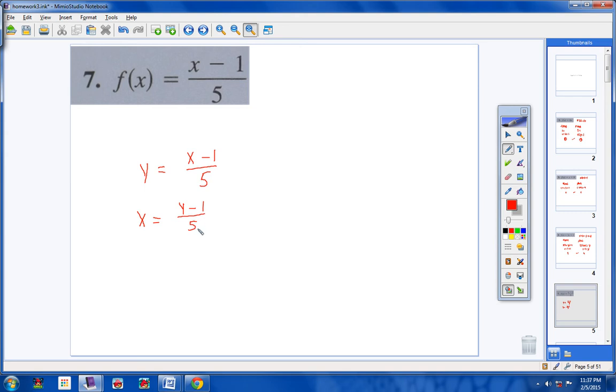The reason I chose 5 is because 5 is my denominator in my fraction. So 5 times x is 5x. And if you multiply this fraction by 5, your 5's would cancel, leaving you with y minus 1. Now simply bring the 1 over and make it positive. 5x plus 1 equals y. So my inverse function, I'm going to call it g of x, equals 5x plus 1.